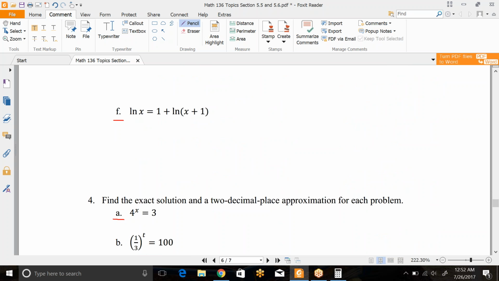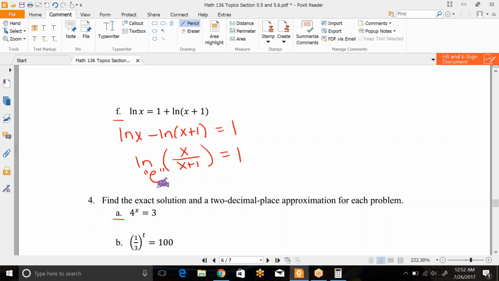And then for f, again, we have something that doesn't have a log on it, so we're going to get everything away from it and try to combine the logs on the left side. So this again is going to be division. So x over x plus 1 equals 1. This is a base e. Remember, that's kind of hidden there.